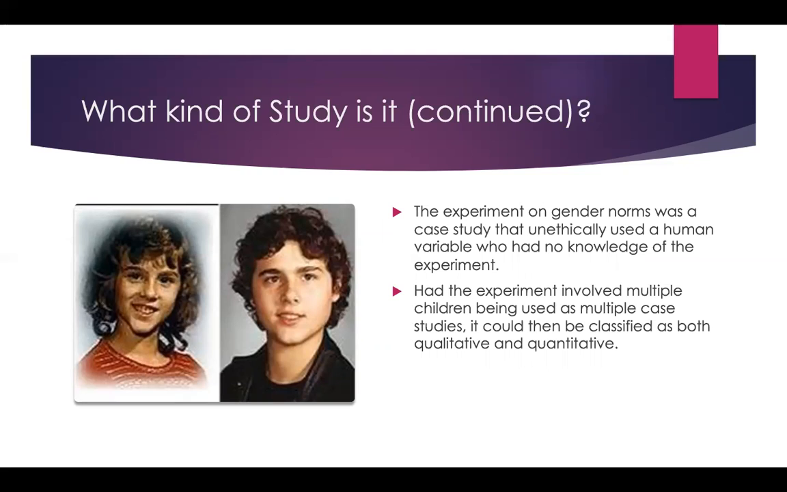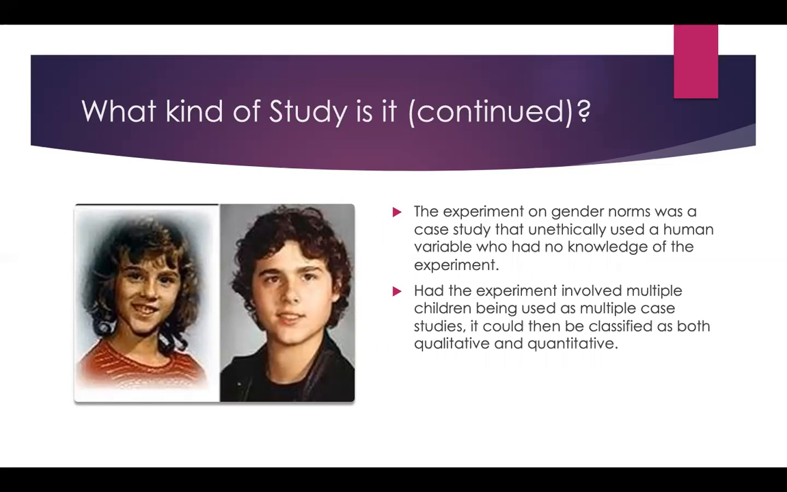If you're curious, the experiment was a catastrophic failure. Brenda was told the truth at the age of 15 by her parents and then underwent gender reassignment surgery to live out the rest of her life as David.